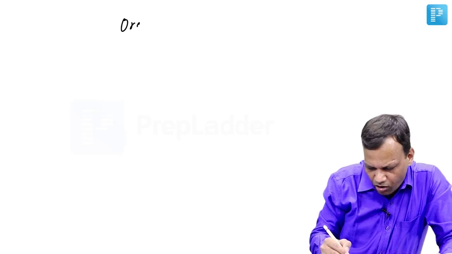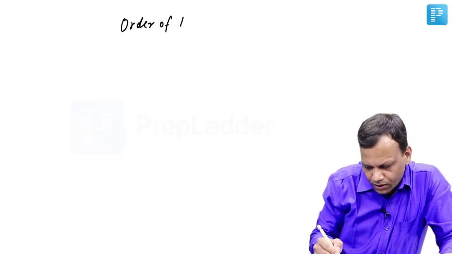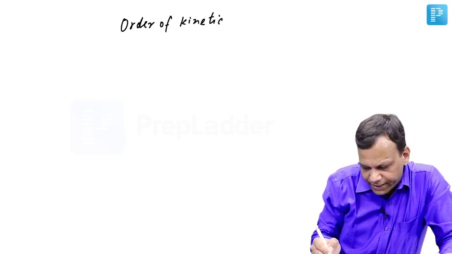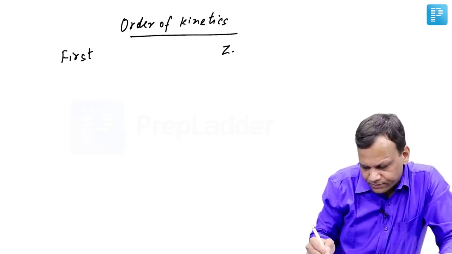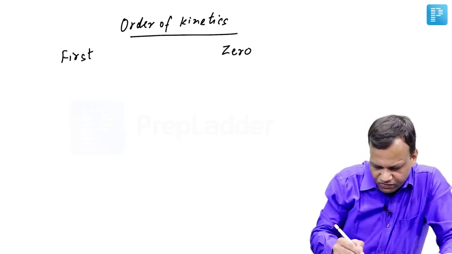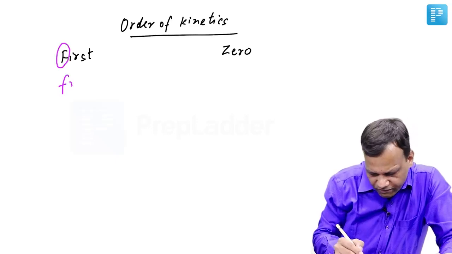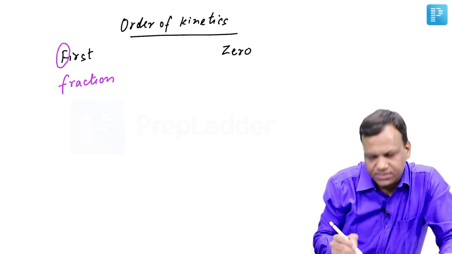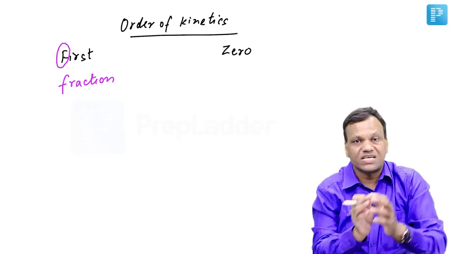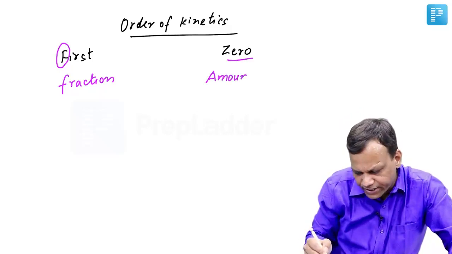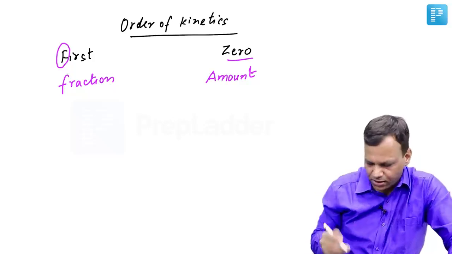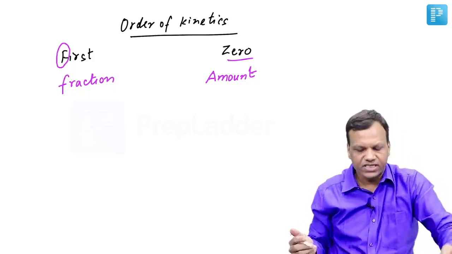Okay. Now based on all these parameters, we have order of kinetics. The drugs follow two types of kinetics, first order and zero order kinetics. You can remember everything from the first letter of first order kinetics. In first order kinetics, the fraction of a drug excreted is constant. That means in unit time, the same percentage will be excreted. Whereas in zero order, the amount is fixed. In unit time, the same amount will be excreted. So that will create the differences between these two.